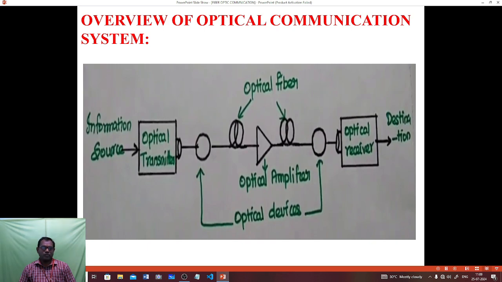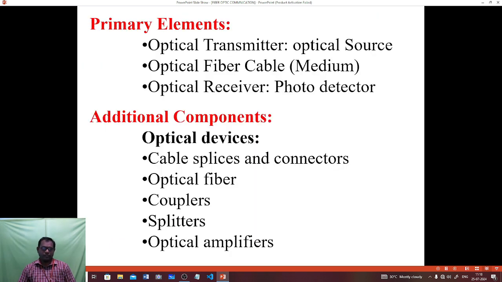Initially the information source is given to the optical transmitter. Then the optical transmitter passes the signal through optical devices, called optical amplifier, optical fiber, optical coupler, optical devices, to the optical receiver. Then we receive the signal through the optical receiver. So the whole system is based on the transmitter and the receiver through optical signals.